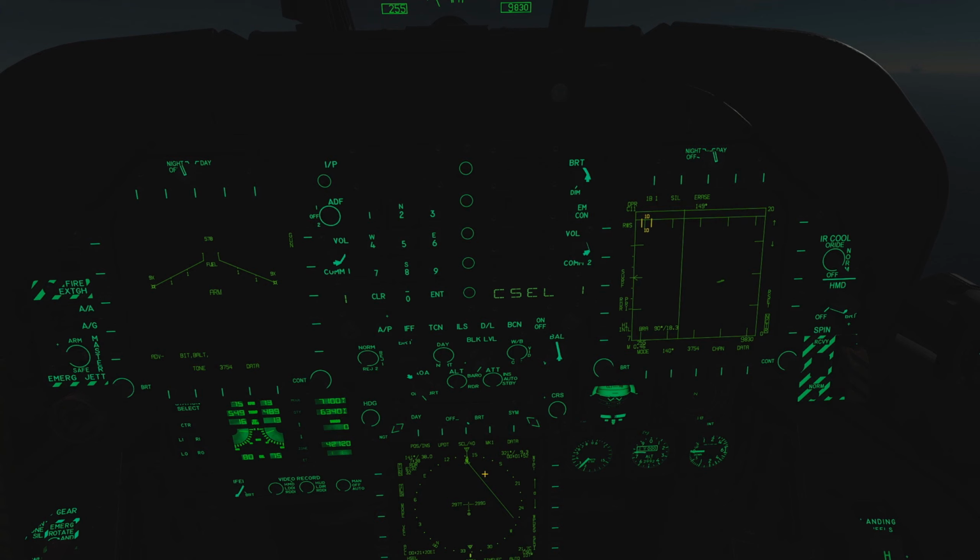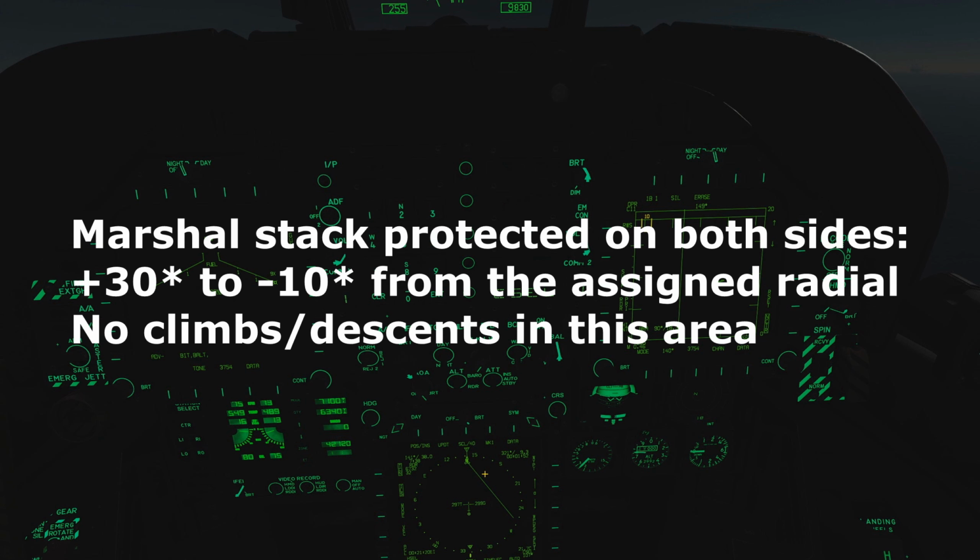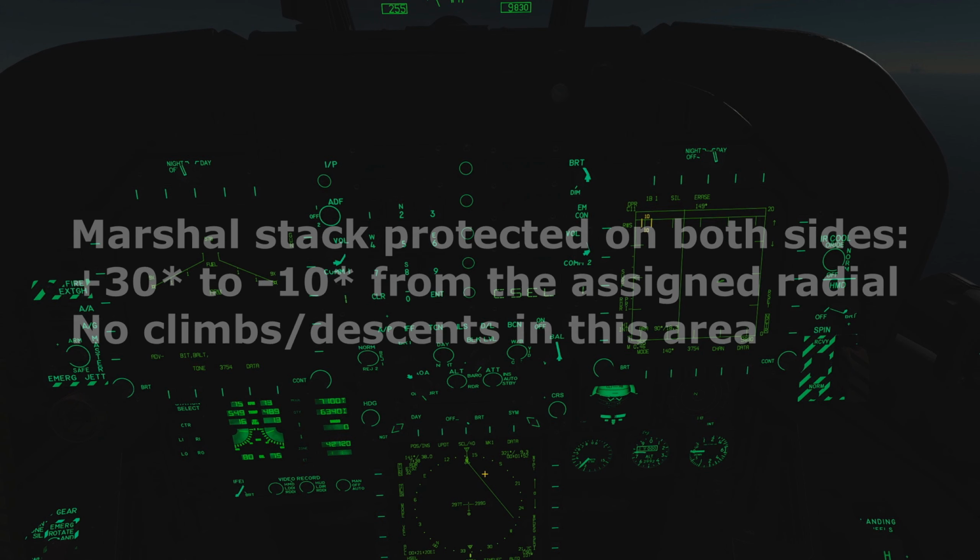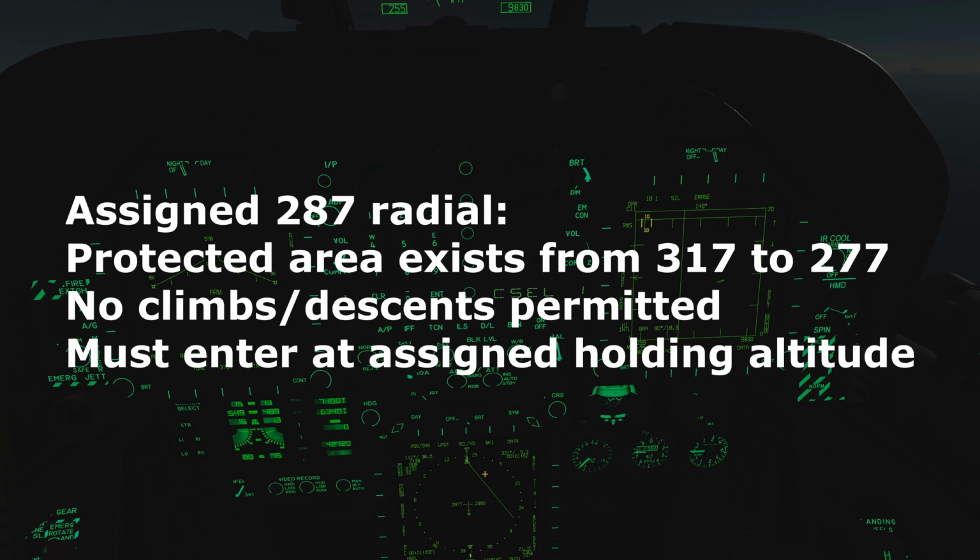The short answer is we can eyeball it and hope it works out, but that could get messy. In the real world, the Marshal stack is protected by plus 30 degrees to minus 10 degrees from the assigned radial. This protected area does not allow climbs or descents. You need to enter at your assigned holding altitude, or you will need to contact Marshal for clearance to climb or descend. In this particular case, the 287 radial was assigned. The protected area would be 317 to 277.